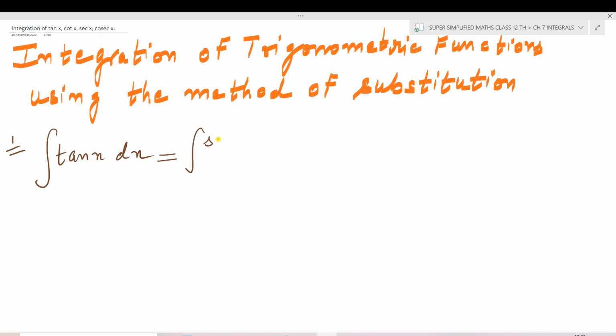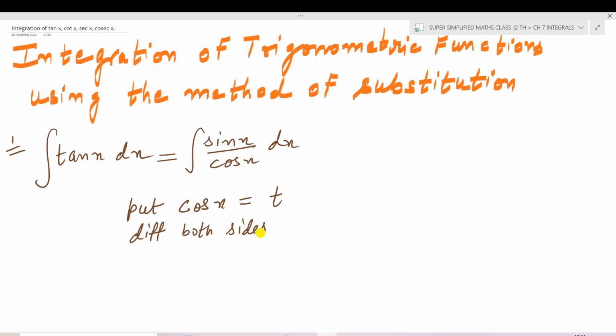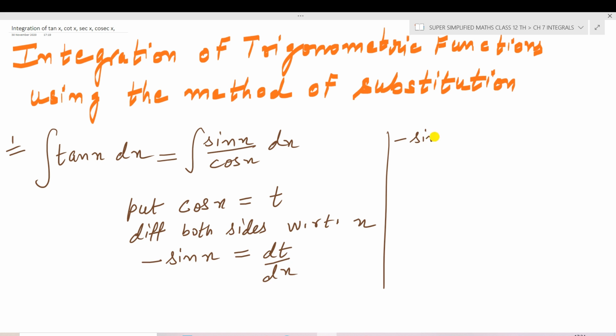For that we write tan x as sin x upon cos x, and now we shall make a substitution. We shall put cos x to be some variable t. After that, differentiating both sides with respect to x, the derivative of cos x is minus sin x, and the derivative of t with respect to x is dt by dx. Hence we can write minus sin x dx is equal to dt.